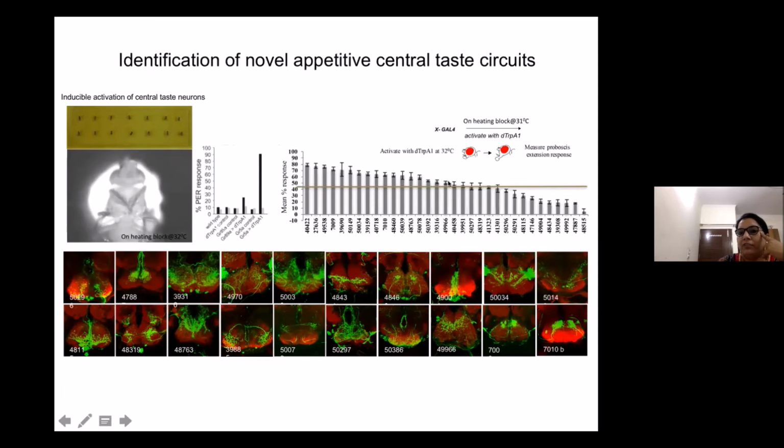We found that many of these neurons showed a response of around 45 to more than 50%, suggesting that these could be the potential subset of neurons which are part of appetitive circuits. Generally for these experiments, we put the flies on 34-degree heating plates and see if they extend their proboscis, which you can see here: as soon as they are put on high temperature, they start extending the proboscis if these neurons are present and sensing the cues. So instead of providing sugar or low salt concentration to these flies, we are raising the temperature and asking if these are part of an appetitive circuit in the brain.